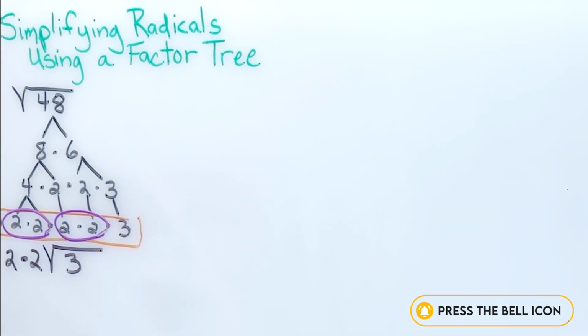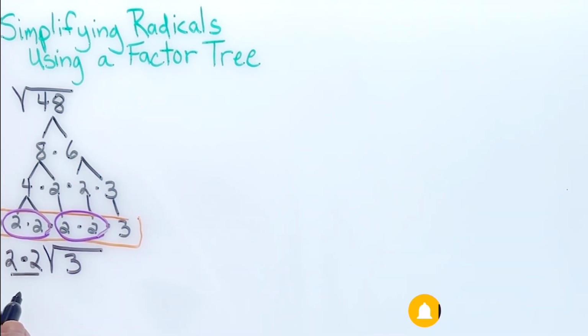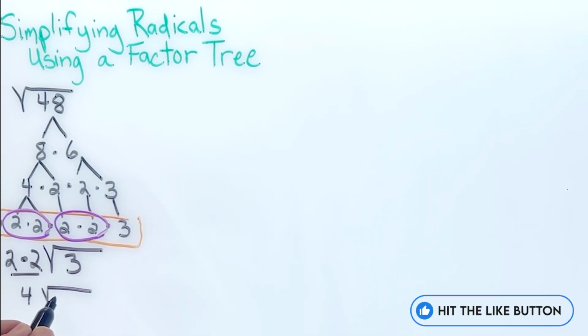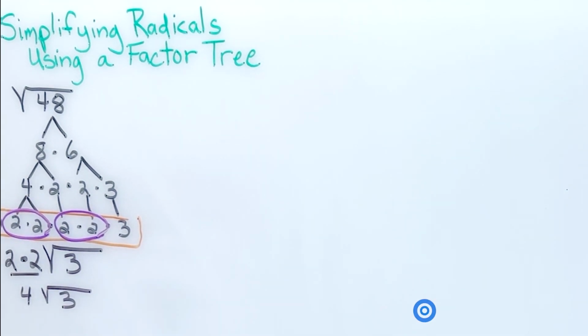So the 3 will stay there, and we will multiply this, and 2 times 2 we know is 4. So the answer is going to be 4 square roots of 3 for 48 in simplest terms.